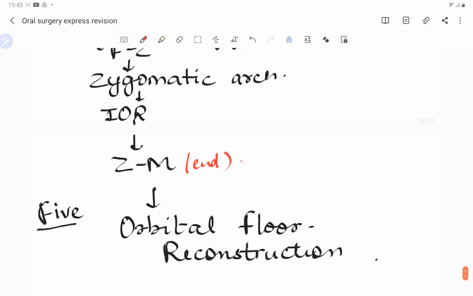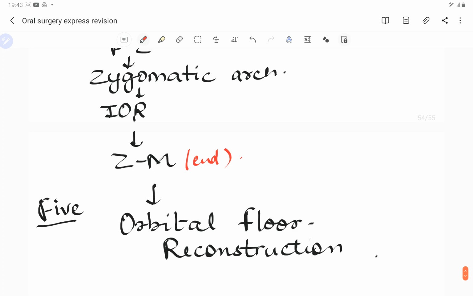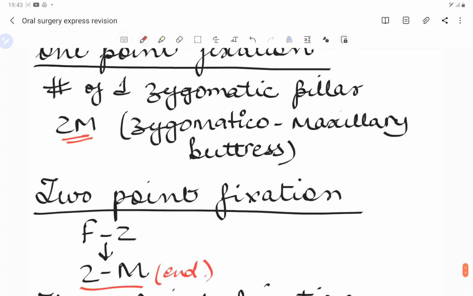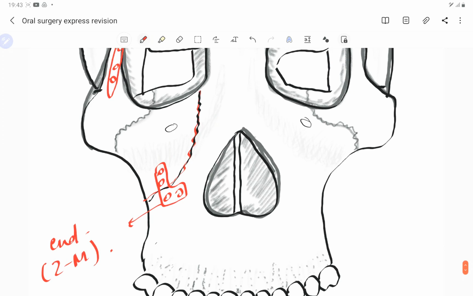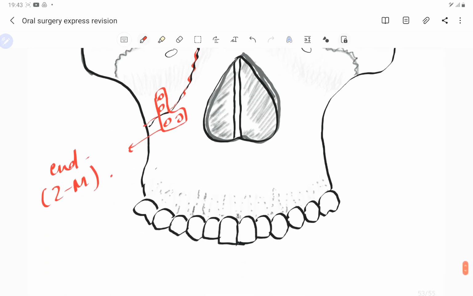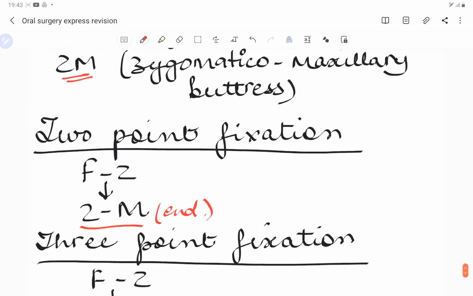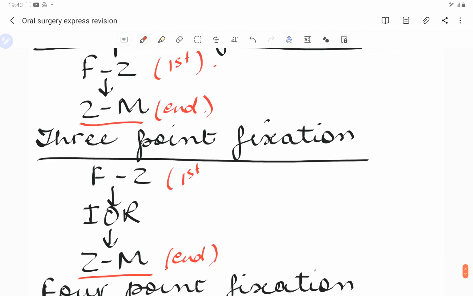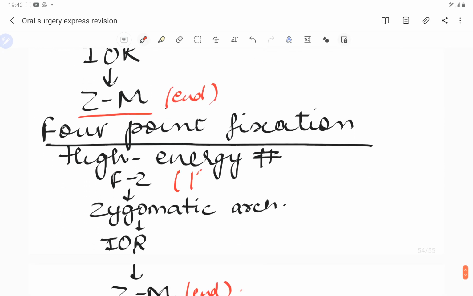But if you are doing the orbital reconstruction, that is something which we do at the end, right. So the last plate will be at the last. The first plate is always going to be the frontozygomatic. So we start placing from the top, and the last part we place last. So if you can see over here, the first is always the frontozygomatic.